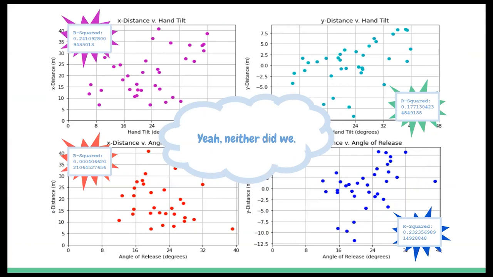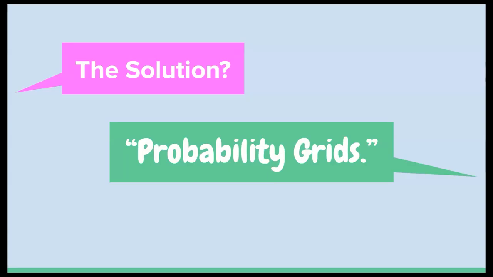Look at these R-squared values. This one in particular is ridiculously low. And R-squared values, basically, what it says is the probability that our hand tilt, our independent variable, for example, is going to be able to indicate our dependent variable, in this case, x distance, and so on and so forth. So in all these relationships, the correlation isn't super strong. So what do we do? We make probability grids. So I'm going to walk you through these real quick.